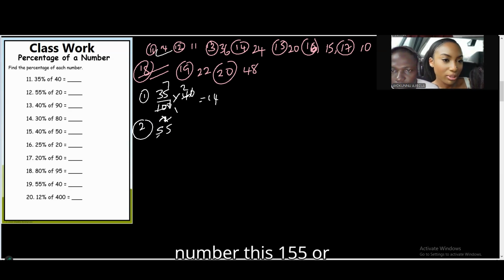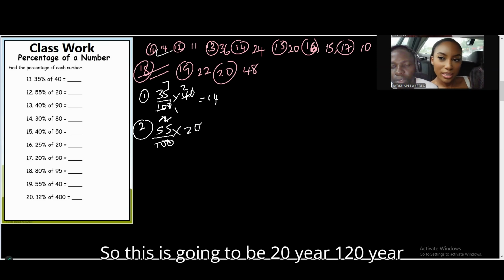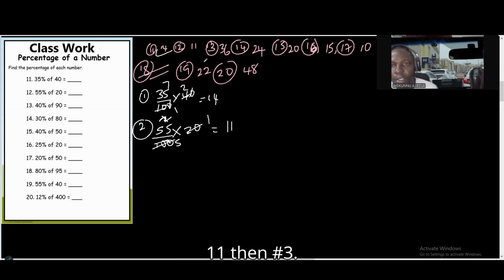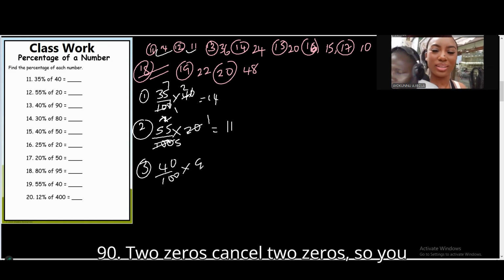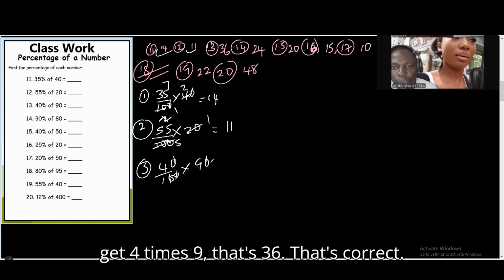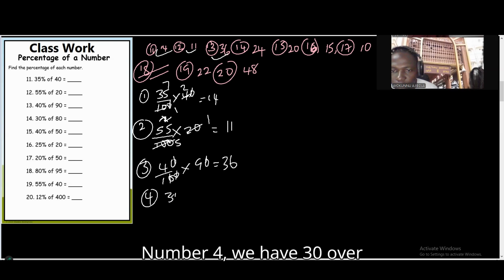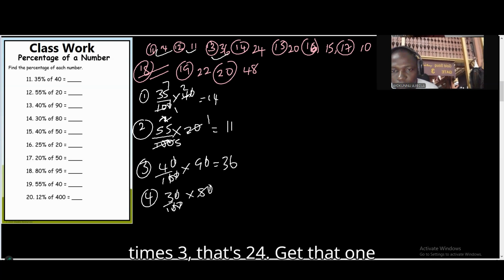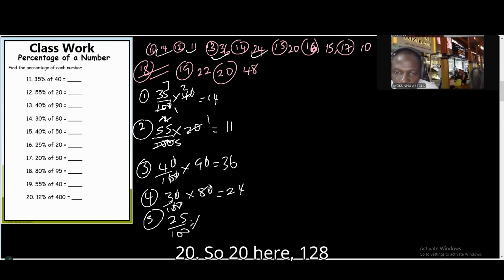This one, 55 over 100 times 20. So 20 by 5, 55 divided by 5, that's 11. Then number 3, 40 over 100 times 90. Two zeros cancel two zeros, so you get 4 times 9, that's 36, that's correct. Number 4, we have 30 over 100 times 80. Two zeros cancel two zeros, 8 times 3, that's 24. You got that one correct.